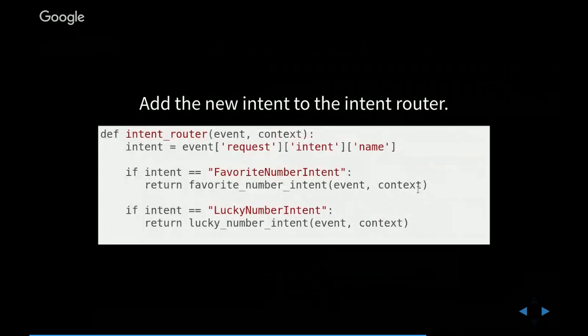So add a new intent to the intent router. Underneath this, to clean it up so it's not a huge block of code, we have those required intents down here, but we're just going to ignore those for right now. If intent equals lucky number intent, we're going to call the lucky number function, just like we've been doing. This should be pretty straightforward. Hopefully you got it.